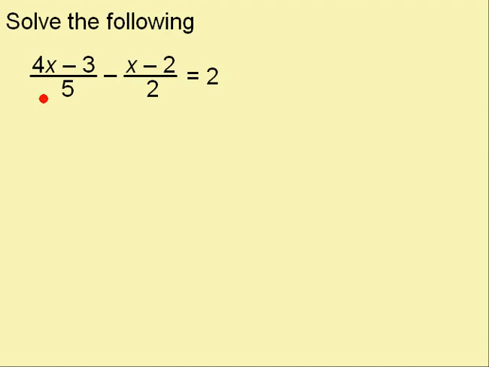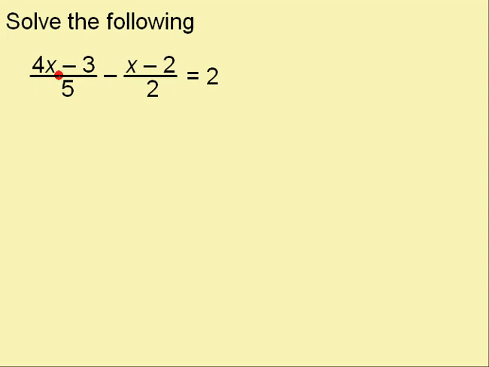Now we're going to look at solving this equation that involves algebraic fractions. By now, you should be able to write this side of the equation as one single fraction, and that's how we're going to start. So I'm looking for a common denominator. From 5 and 2, I can see it's going to be 10. So I'm going to write them as two fractions, both over 10.